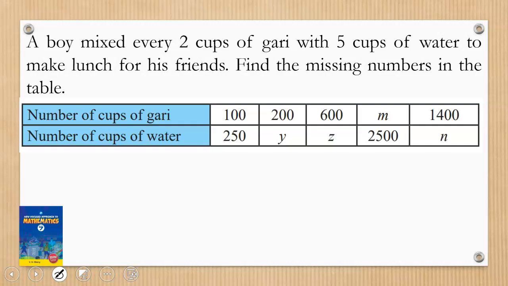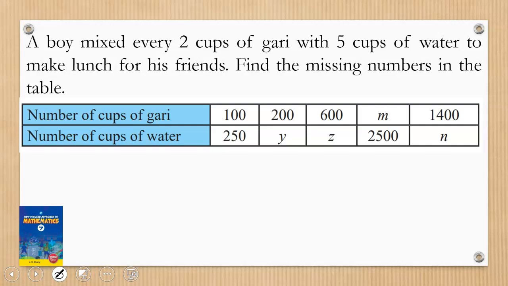Based on our previous lesson, we learned how to compare ratios. Now here we have a boy who mixes every two cups of garri with 5 cups of water to make lunch for his friends. Find the missing numbers in the table below. And so we are looking at comparing the number of cups of garri to the number of cups of water.